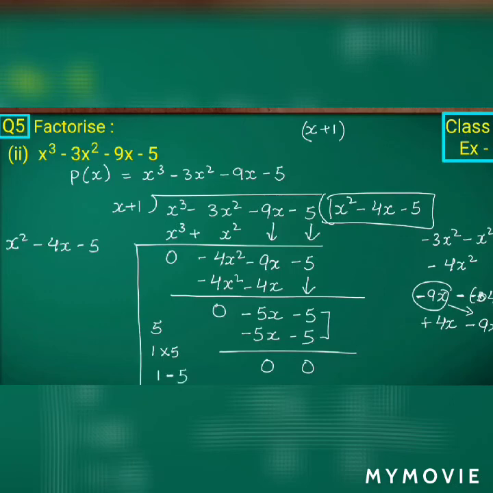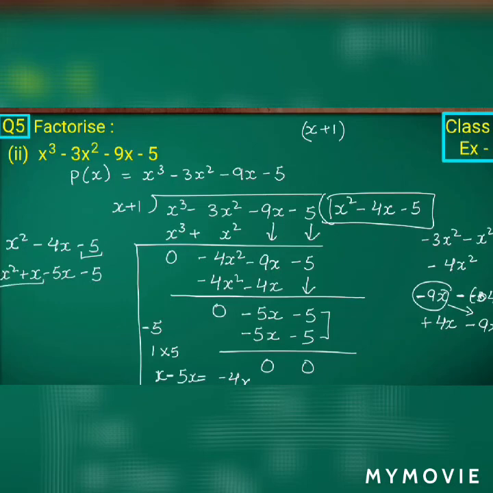So how can we take here? Since we are having minus 5, either it should be plus and minus, isn't it? So I'll take minus 5 and plus 1. So minus 5 into plus 1 is minus 5. Minus 5 plus 1 is minus 4. Are you getting? So we have to keep in mind the sign of the number part also. So how can we split this term? x square minus 5x plus x minus 5.